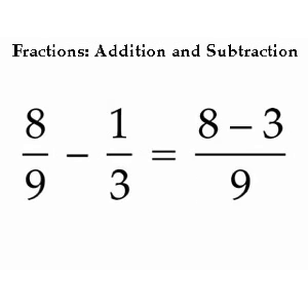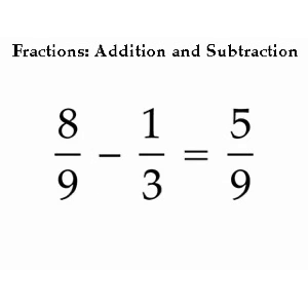We're going to subtract the numerators again, the tops, and we're going to get 8 minus 3, which equals 5. And so our answer will be 5/9. It is in lowest terms, so we do not have to reduce.